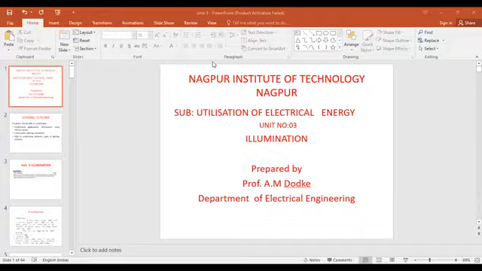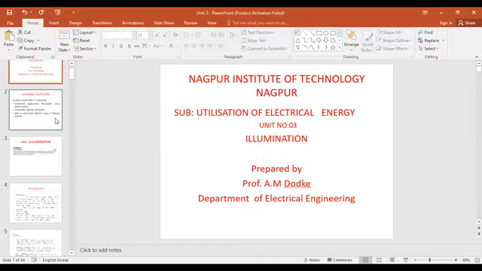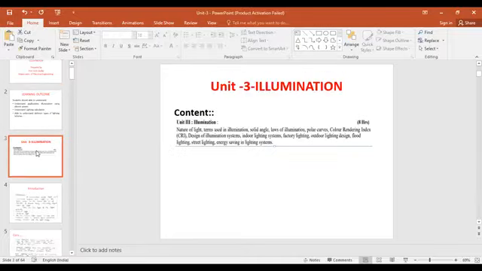So, what we have seen in previous class, we have discussed about the illumination. We have started it and we discussed some basic concepts of the illumination. So, why is there a need to study the illumination in engineering? That importance we have already discussed, and what we are going to study in this unit, that also we have discussed in previous class. Okay, because the illumination we are using in the electrical energy utilization subject.